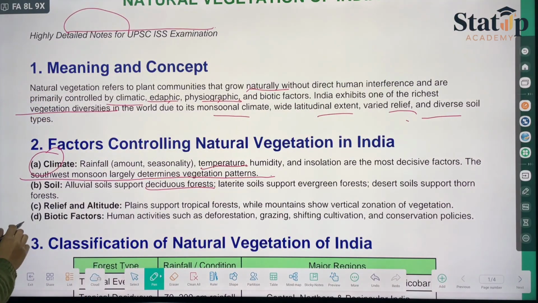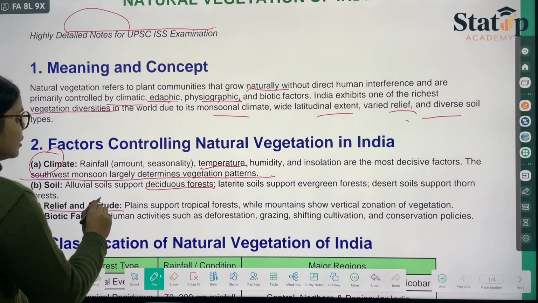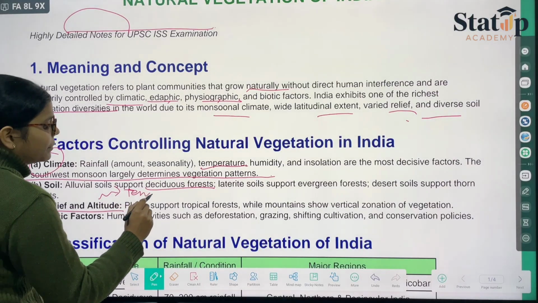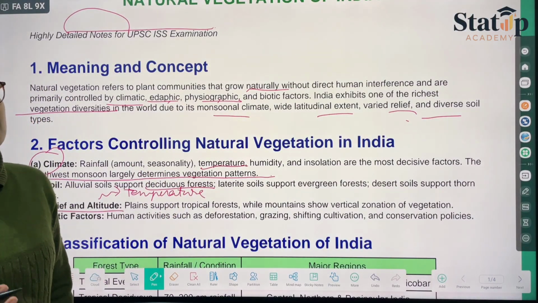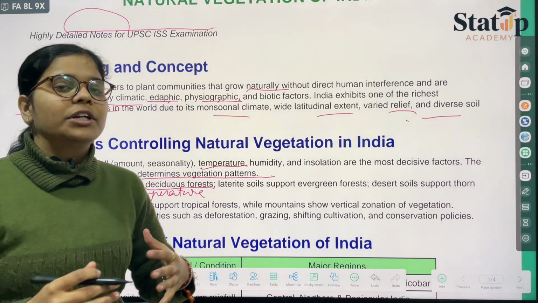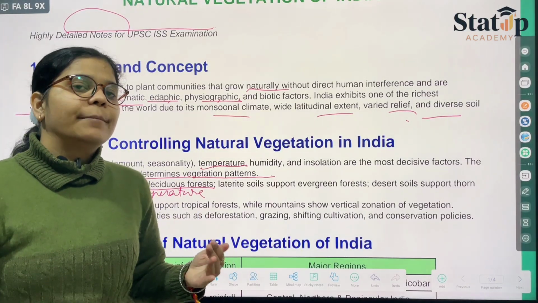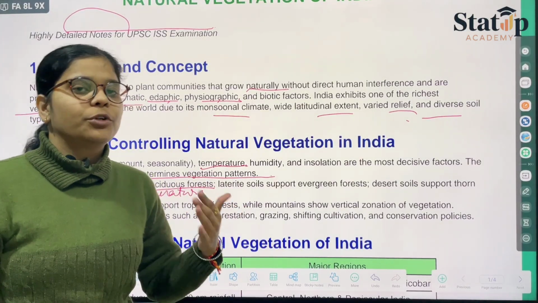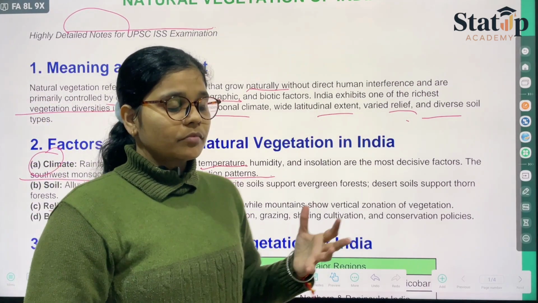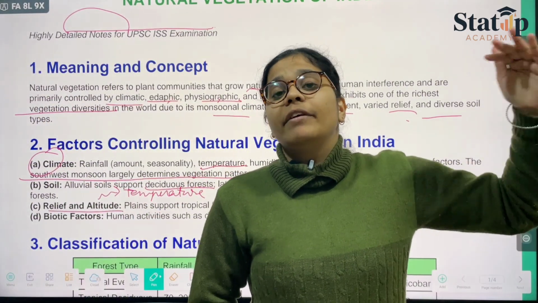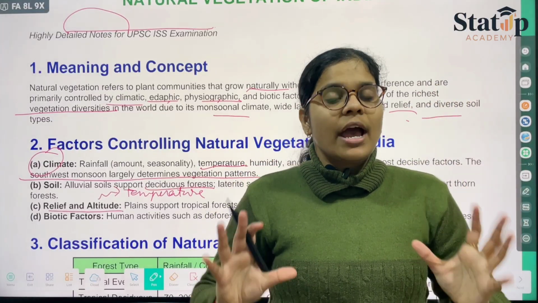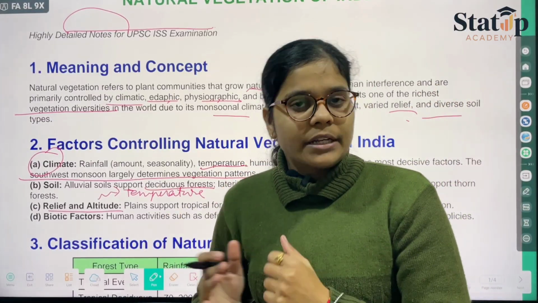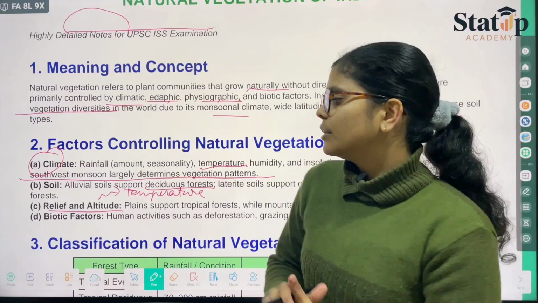Then we have the relief features and the altitude. Relief feature and altitude are again related to nothing but the temperature conditions. Therefore, it becomes variable on different levels, what type of vegetation would be found. Like you cannot expect people living in Shimla or the Himalayas to have the same vegetation as the people living on the plains. Therefore, it has to be taken great care of.